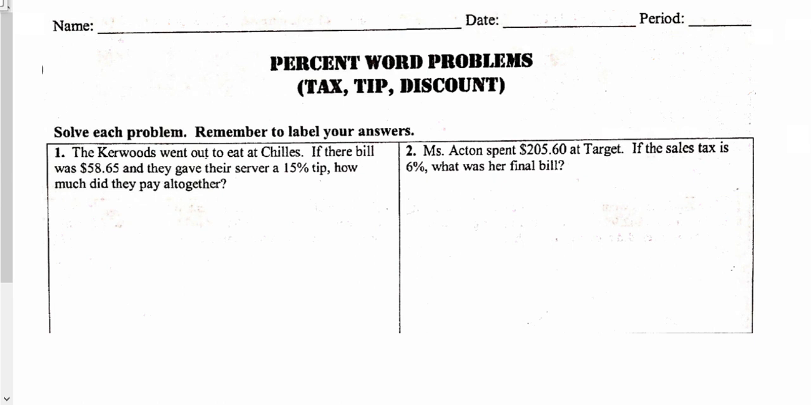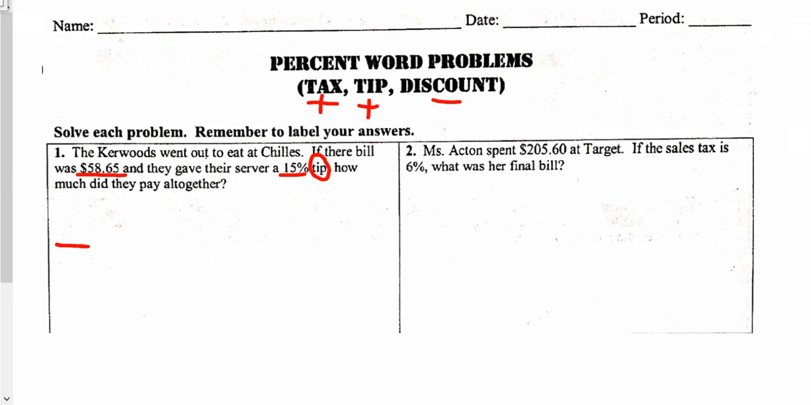So the Curewoods went out to eat at Chili's. Their bill was a total of $58.65. And they gave their server a 15% tip. Remember, tip is added, taxes are added, discounts are subtracted. So how much did they pay altogether?